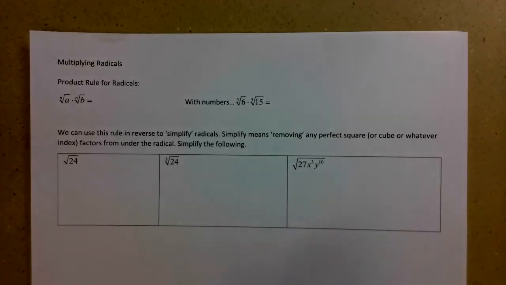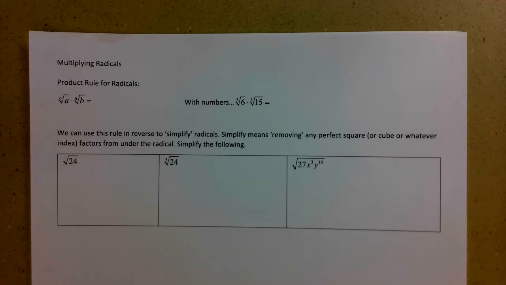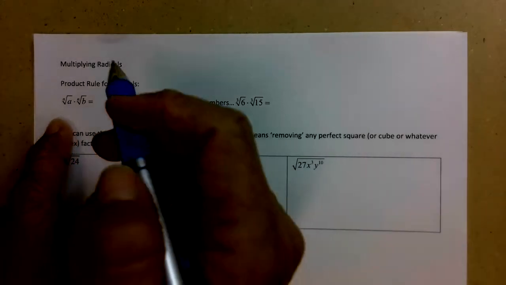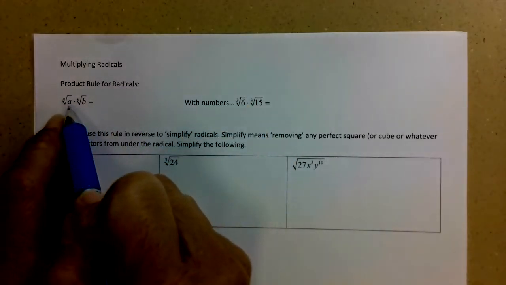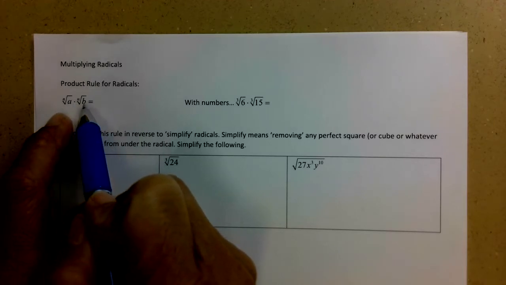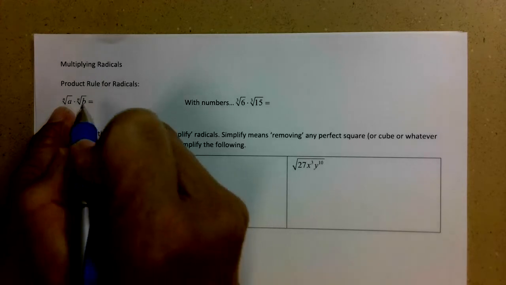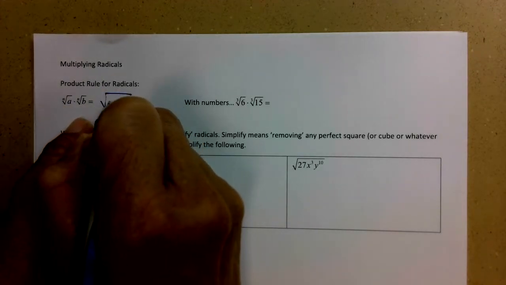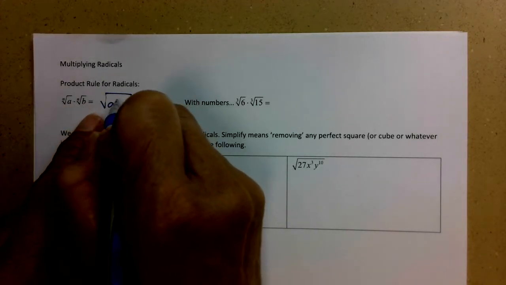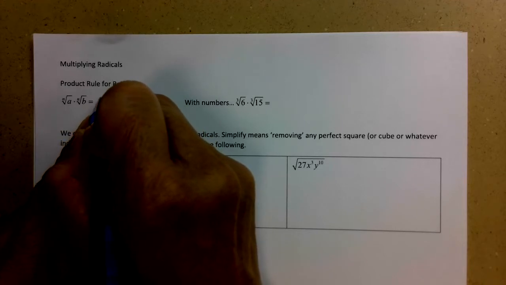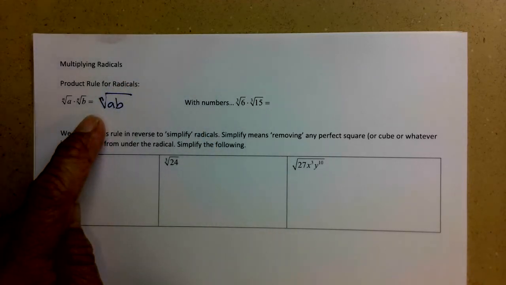So when you are asked to multiply radicals, what we're going to use is the product rule for radicals. So here's what it looks like. If I have the nth root of A times the nth root of B, if the indexes are the same, then I can put the A times the B under the same radical with the same index.